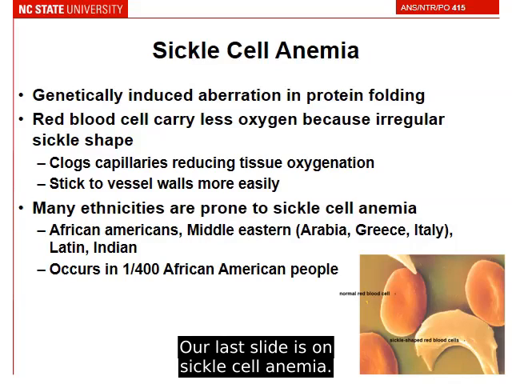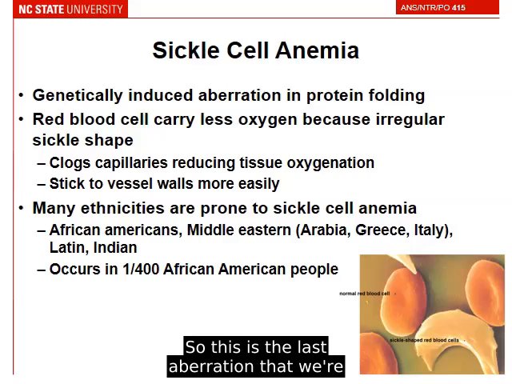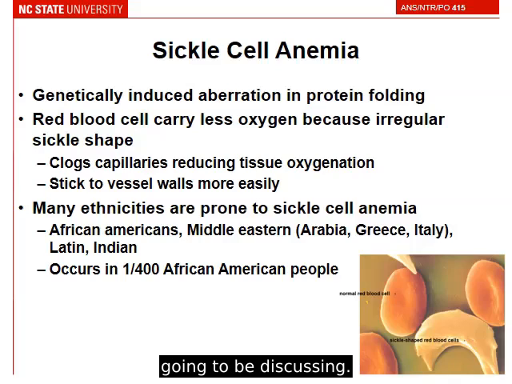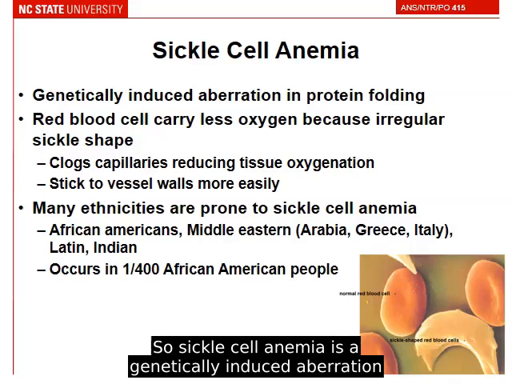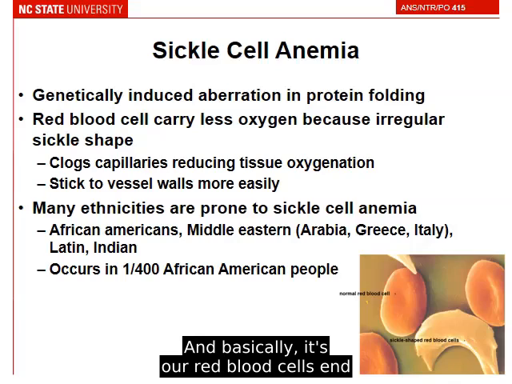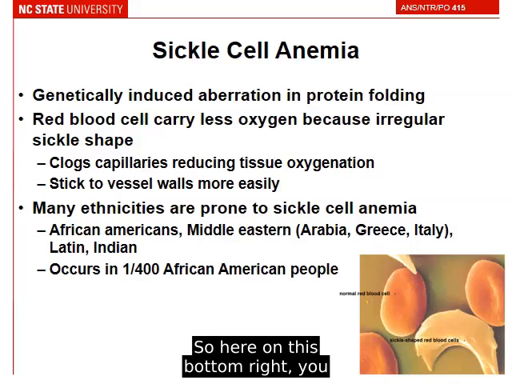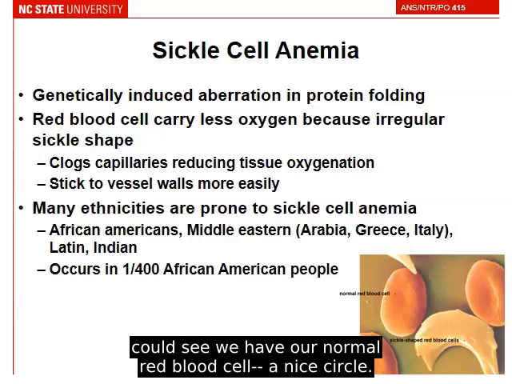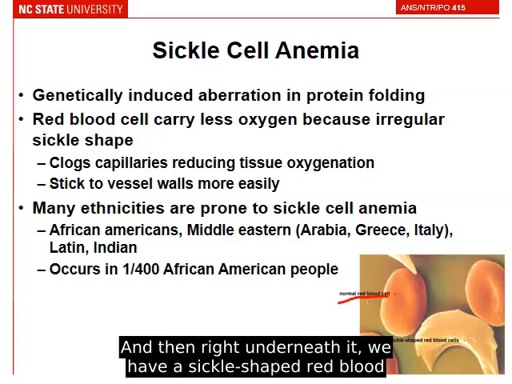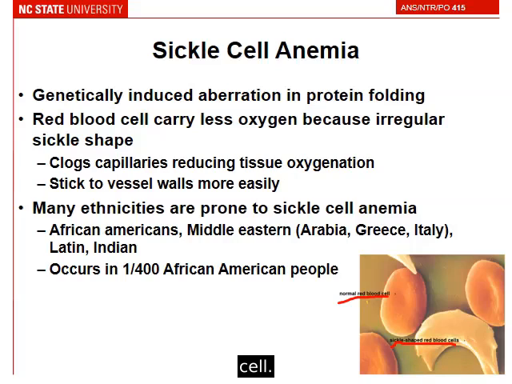All right, our last slide is on sickle cell anemia. So this is the last aberration that we're going to be discussing. So sickle cell anemia is a genetically induced aberration in protein folding, and basically our red blood cells end up carrying less oxygen because they have this irregular sickle shape. So here on this bottom right, you can see we have our normal red blood cell, a nice circle, and then right underneath it we have a sickle-shaped red blood cell.